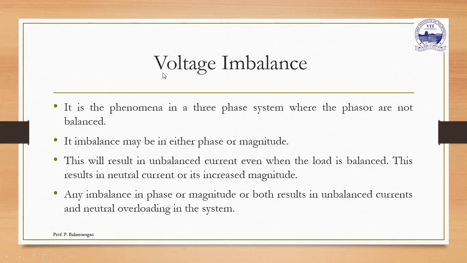The next parameter is voltage imbalance. The voltage imbalance is the phenomenon which occurs in a three-phase system where the phases are not balanced. Here there may be a variation in the voltage magnitude, or a variation in the phase angle between the voltages, or both a variation in the voltage magnitude and the phase angle.